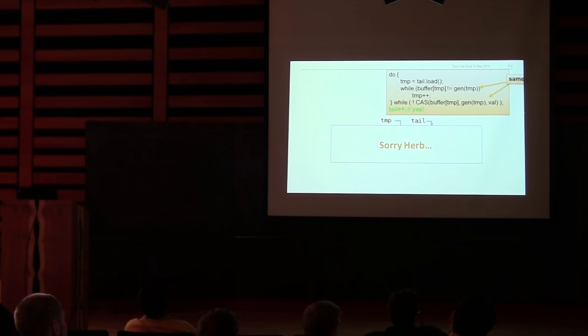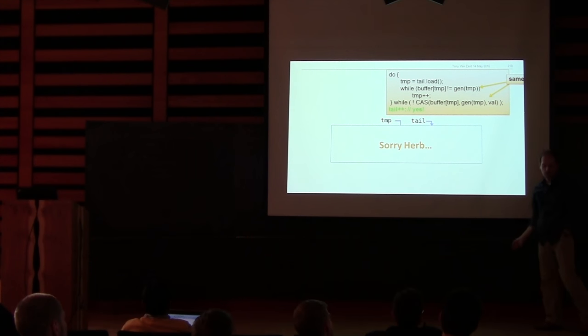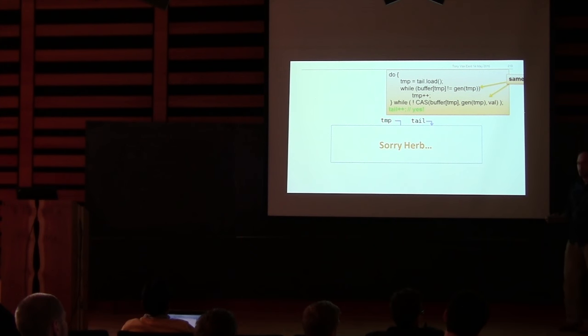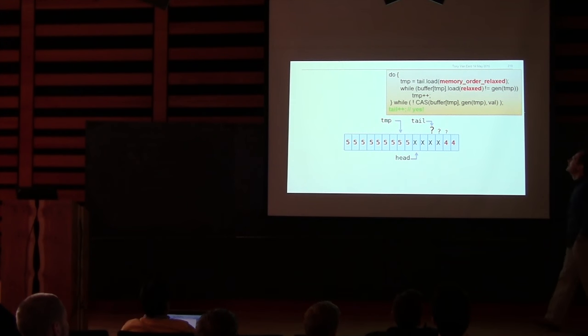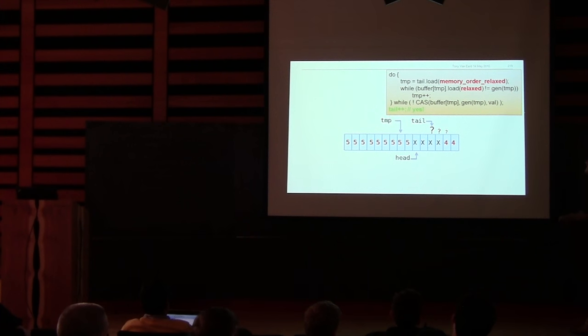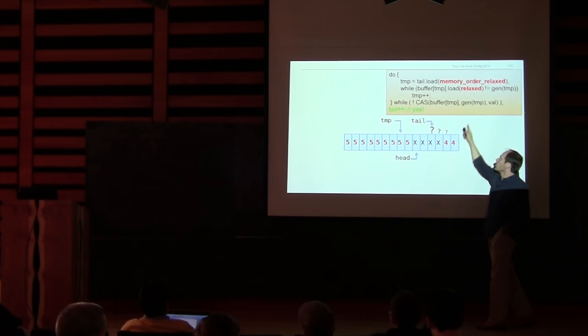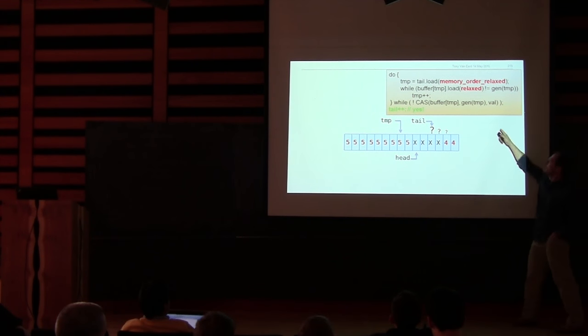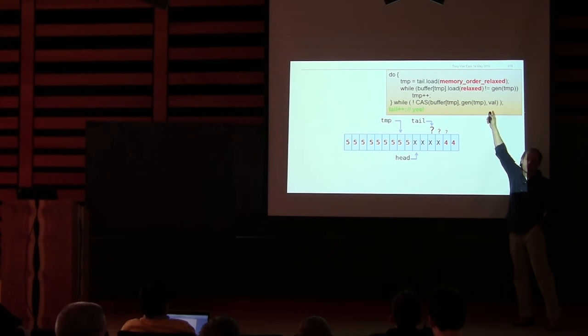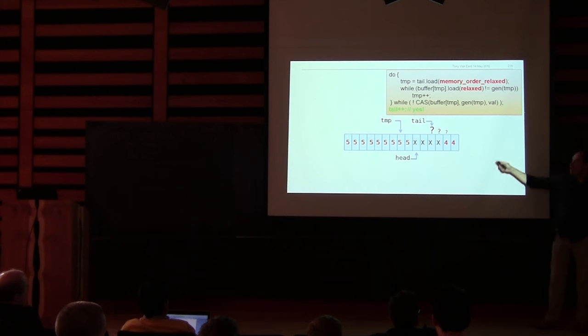Herb gave a talk on atomic weapons, which I like to call atomic weapons of mass destruction, where he said never use relaxed atomics, because atomics and lock free is hard enough already. Use sequential consistency. At least you can reason about your code. Don't use relaxed because it gets exponentially harder. So let's use relaxed. I claim that I can load tail relaxed, and I can search the buffer for the right spot relaxed. But when I write the buffer, I'm going to do a full. No, actually, I don't need full. I need a release fence or a memory order here. But whatever, I'll do a full thing there.